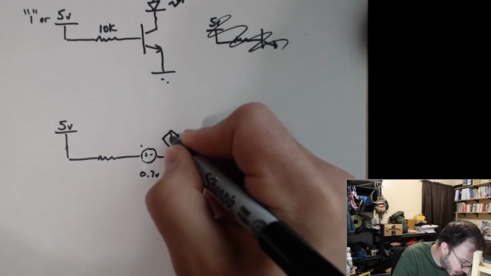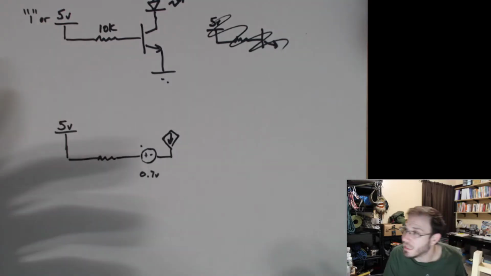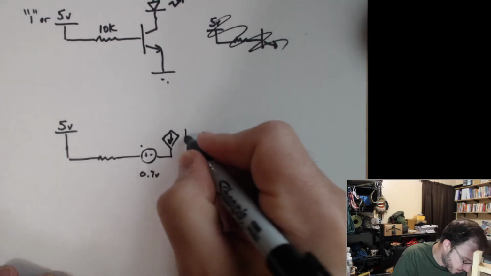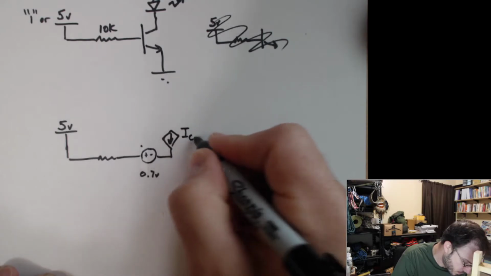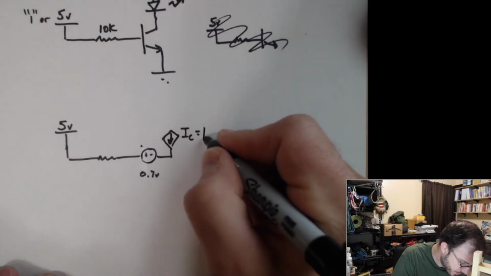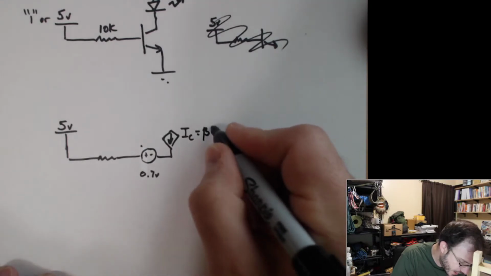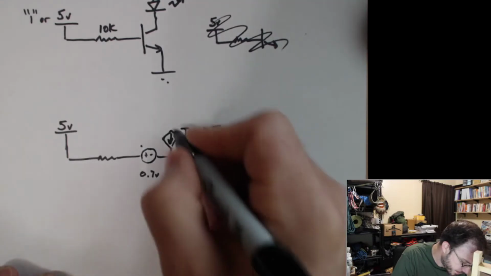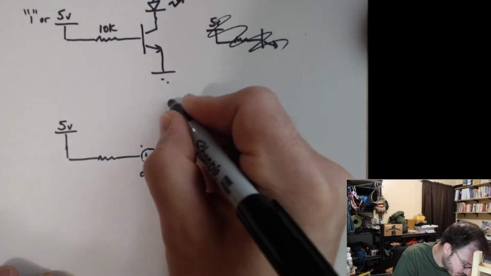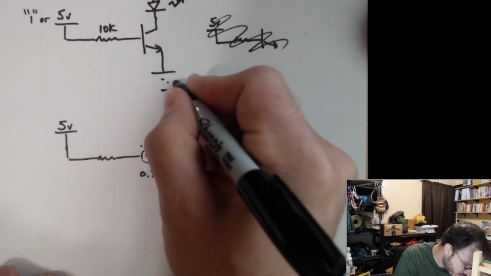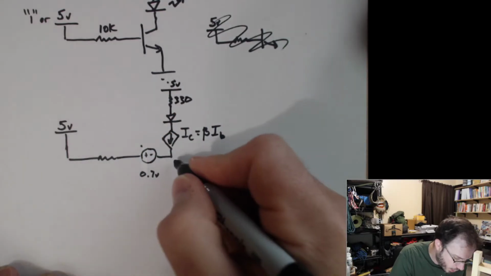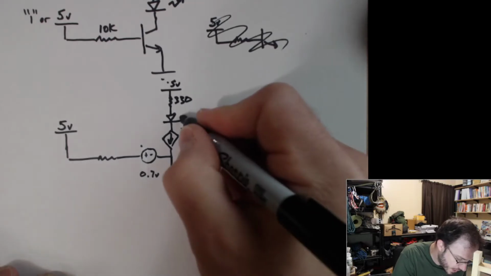Now with the linear model, the transistor is what limits the current going through that collector to emitter circuit, with the relationship that IC equals beta times IB, with a 330 ohm resistor in series with the LED.